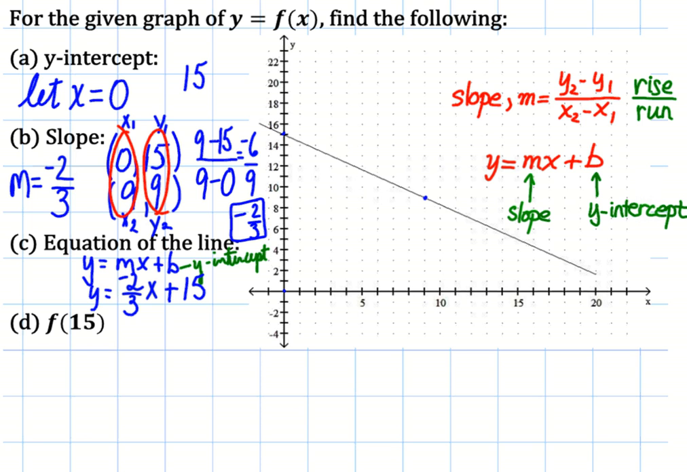At D, it says when x is, because this is f of x, so that says when x is 15, what is my value? So at 15, it would be 5. So this would be equal to 5. Let's check that using our formula. So f of x is equal to 5.